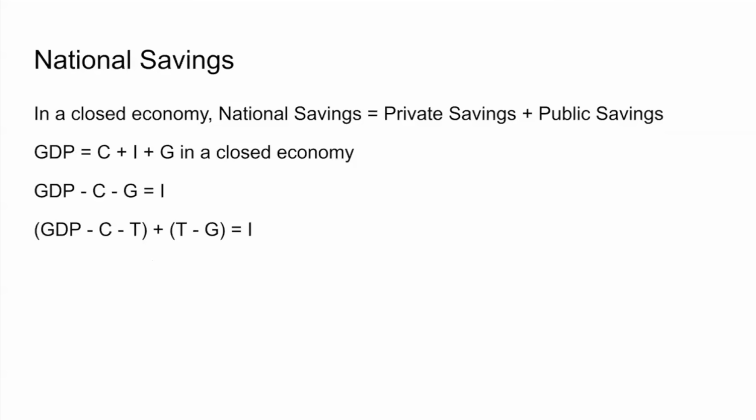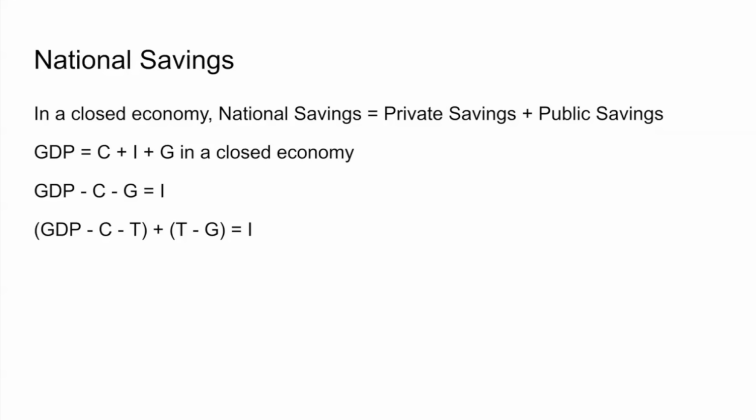In a closed economy, national savings equals private savings, which is savings by individuals, plus public savings, which is savings by the government. We know that GDP is equal to C plus I plus G in a closed economy because there are no exports or imports, and we can rearrange this to get I on the right side. And now we can add and subtract a T on the left side, which is the amount of tax money collected, and that doesn't change anything.